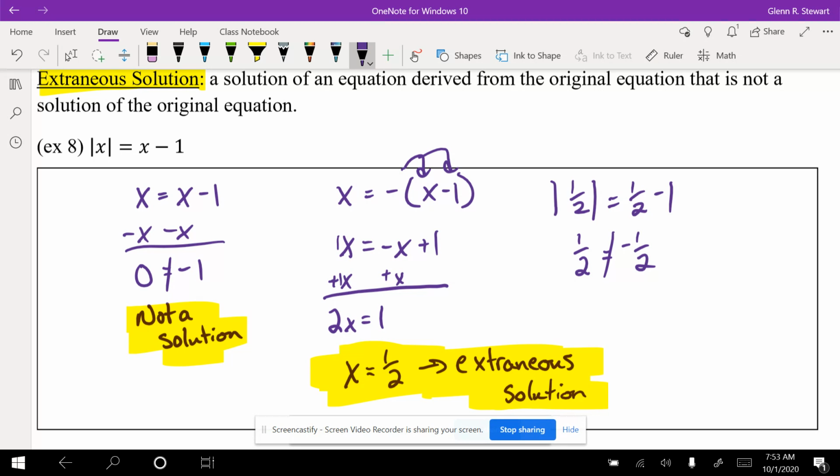So once I get an answer, in order to check to see if it is an answer that is valid or if it's an extraneous solution, I want to plug it back into the original equation that I had. So I saw that x was equal to 1/2. So I just wanted to plug it back into my original equation to make sure that it was valid.